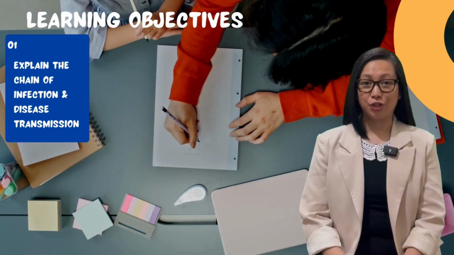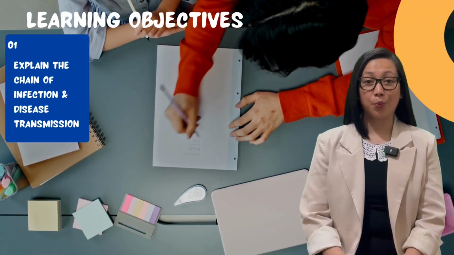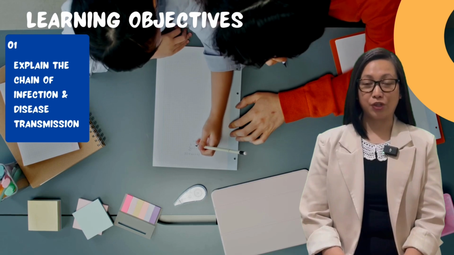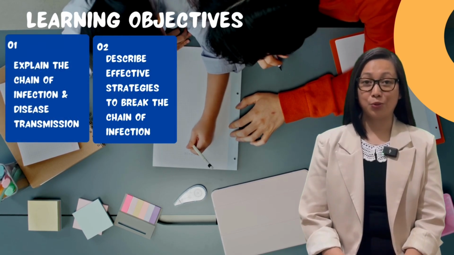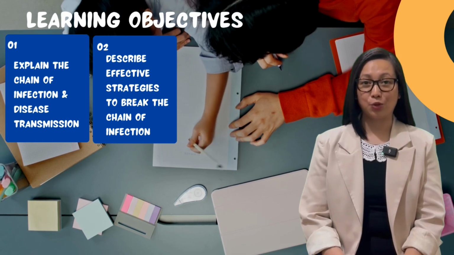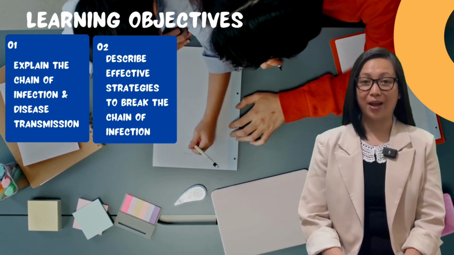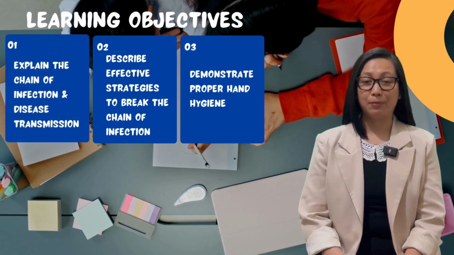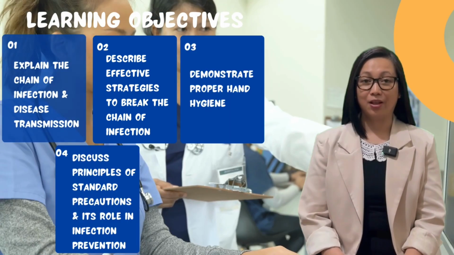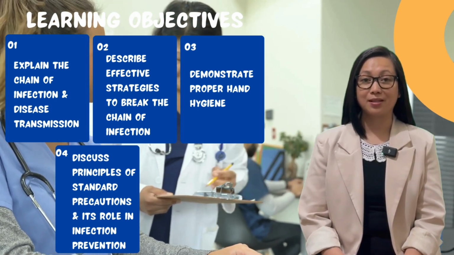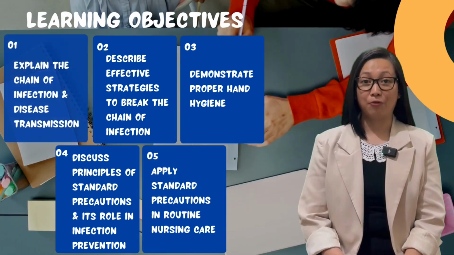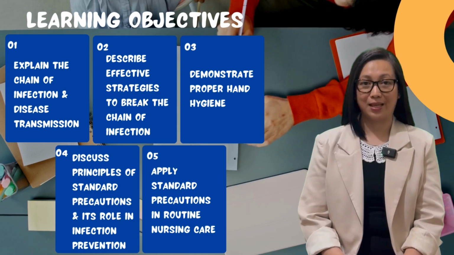By the end of this session, you will be able to: number 1, explain the chain of infection and how each link contributes to disease transmission. Number 2, describe effective strategies to break the chain of infection in clinical practice. Number 3, demonstrate proper hand hygiene. Number 4, discuss the principles of standard precautions and their importance in infection prevention. And number 5, apply standard precautions, including the correct use of personal protective equipment in routine nursing care.